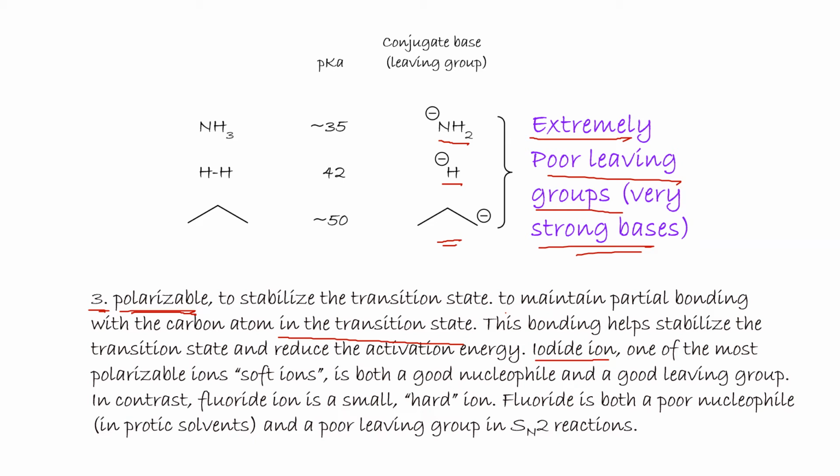Iodide ion, one of the most polarizable ions, we call it a soft ion, is both a good nucleophile as well as a good leaving group. In contrast, fluoride ion, what we call a hard ion, is a poor nucleophile in protic solvent and a poor leaving group in SN2 reaction.